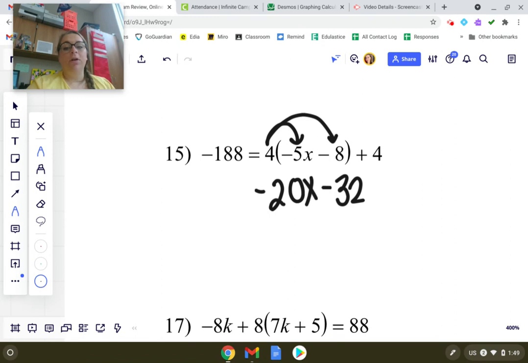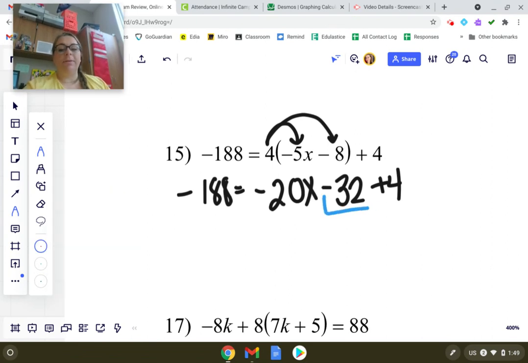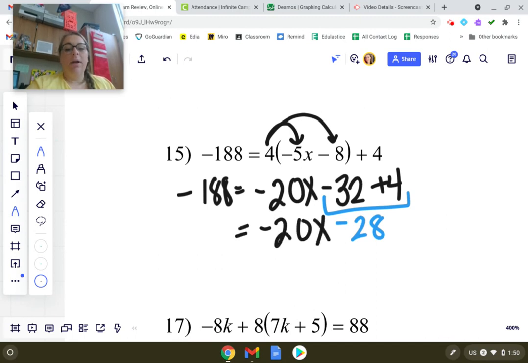But I don't want to multiply the plus 4, I want to bring it down. We cannot forget about that. And then bring down that negative 188. From there, I have multiple things on the same side, so I want to combine those. Negative 32 plus 4 gets me negative 28. Then we can go ahead and bring down that negative 28x and the negative 188.